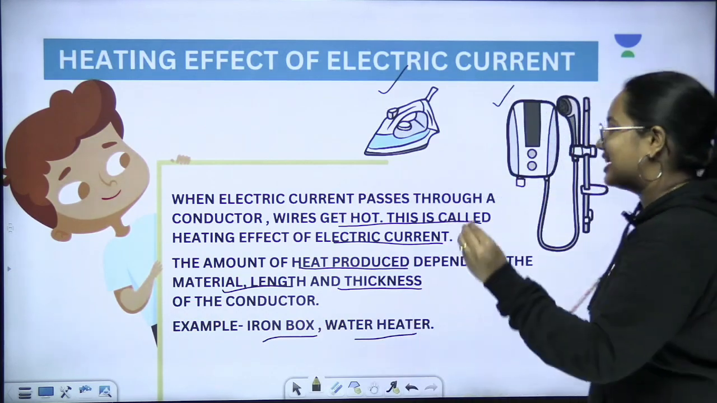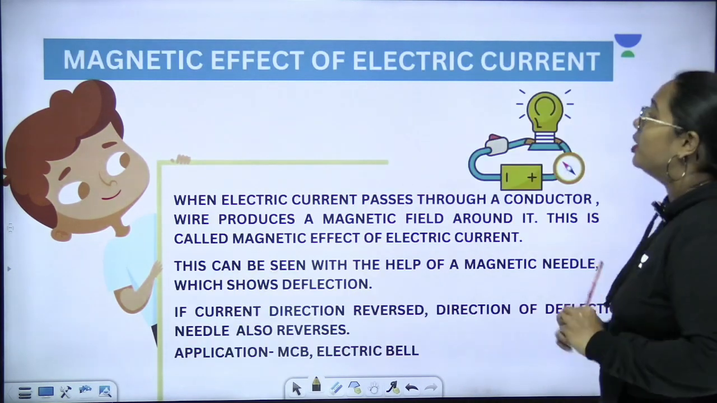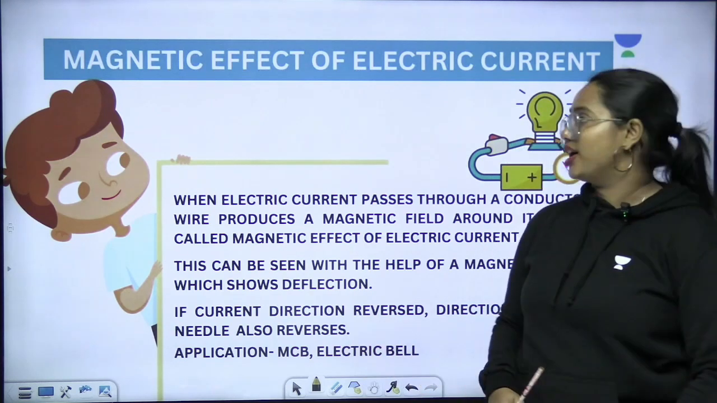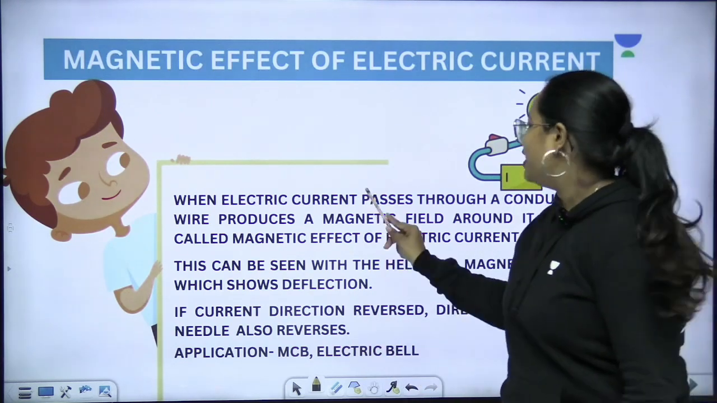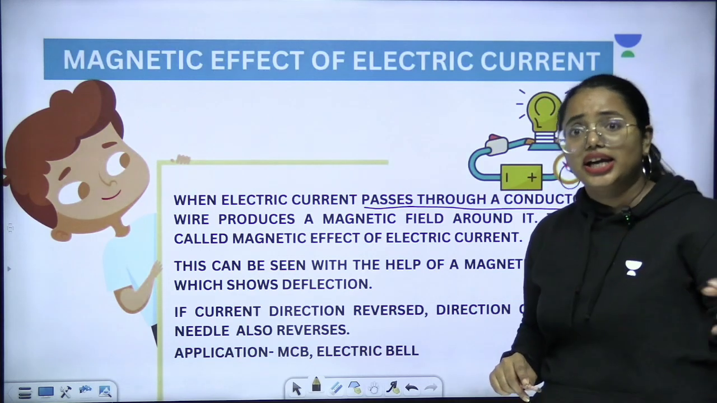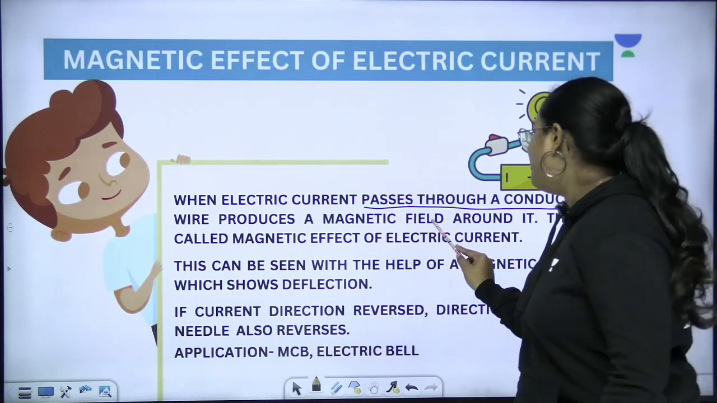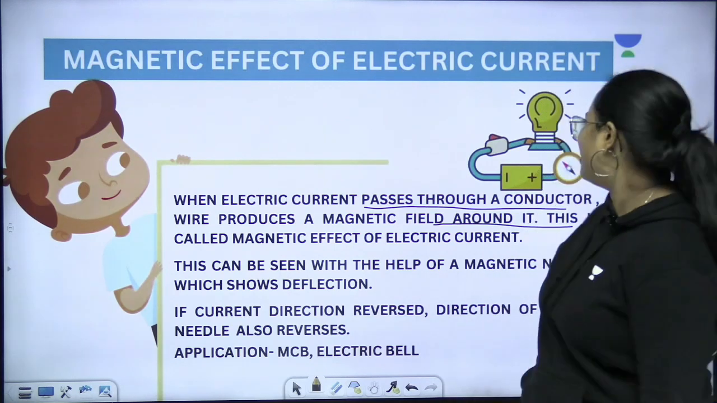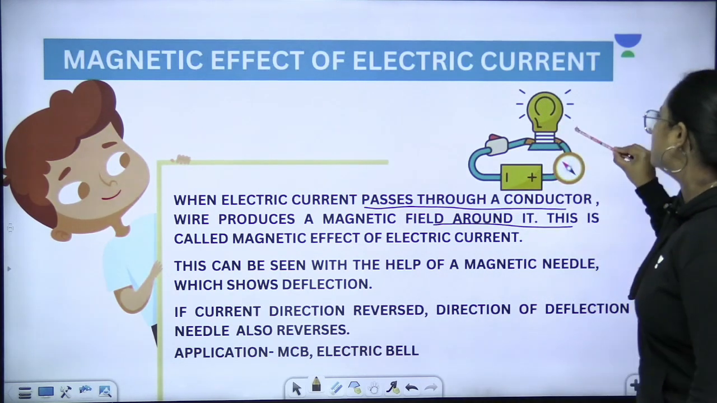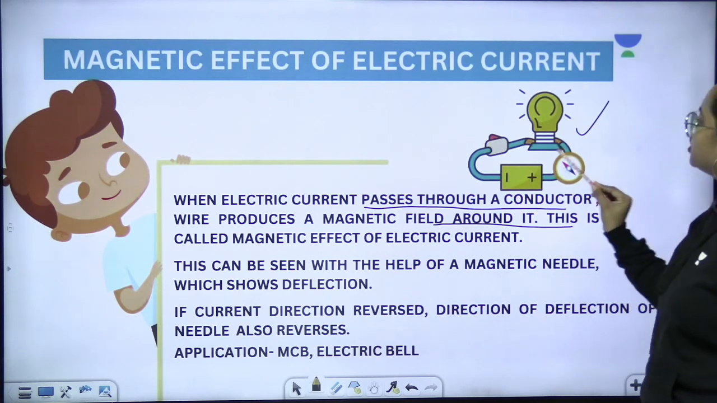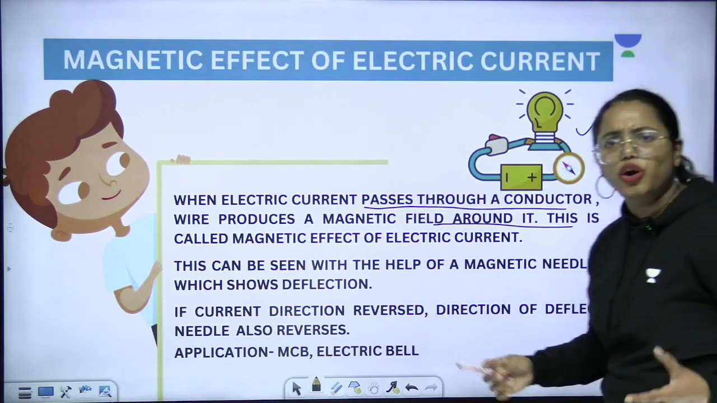And now let's get into the next one. It's all about the magnetic effect of electric current. This is the second effect of electric current. What is it? When electric current passes through a conductor, it can create a magnetic field around it. How can we identify that? I've considered a simple circuit here, and I made this electric current pass through. Then what happened?